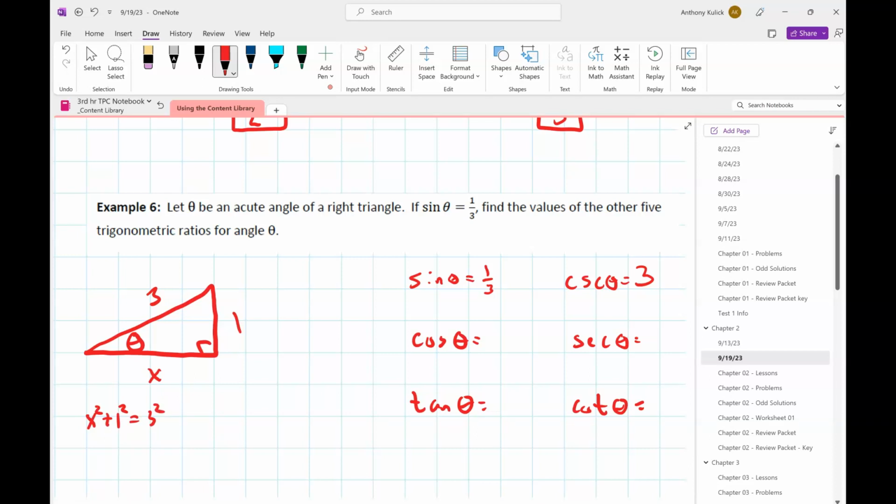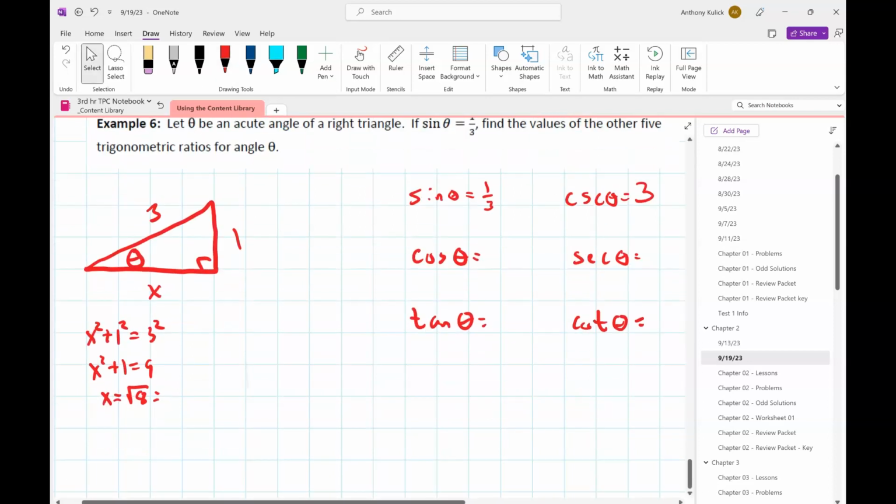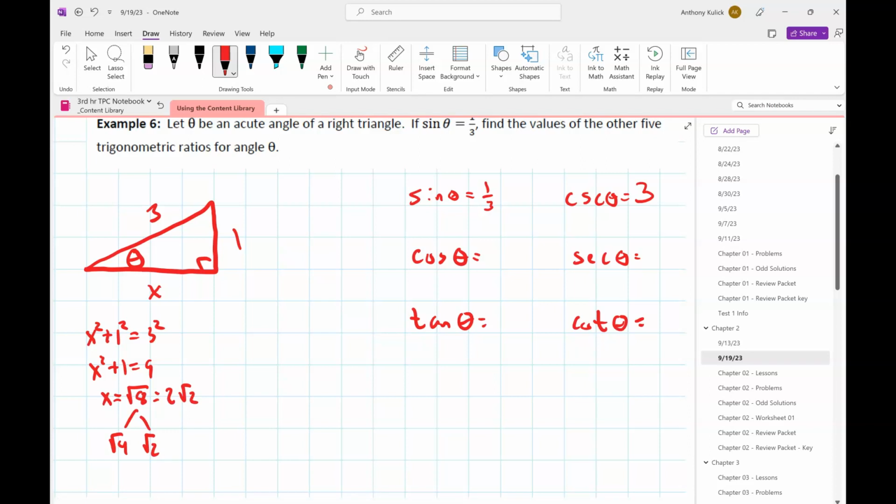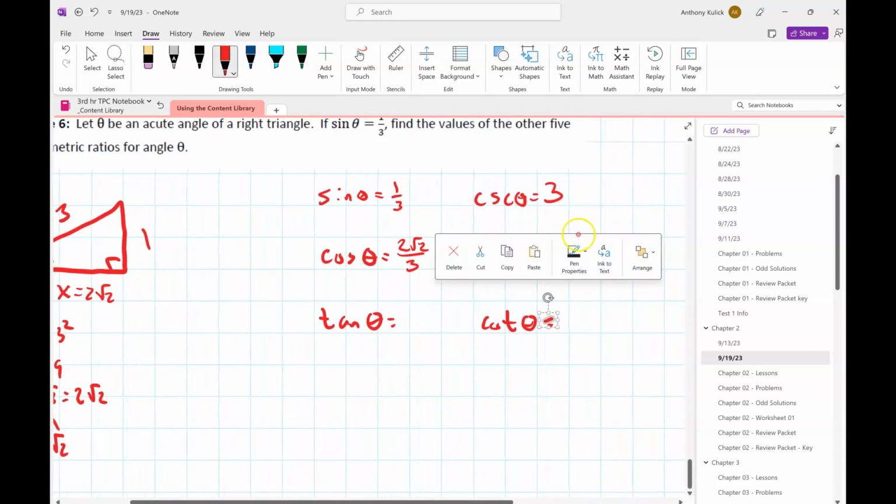So a squared plus b squared equals c squared. Remember, c has to be the hypotenuse. So subtract 1 from both sides is 8, and I square root both sides is the square root of 8. If I break that into square root 4 times square root 2, that's 2 root 2. So cosine should be 2 root 2 over 3. Everybody happy? What's secant going to be then?